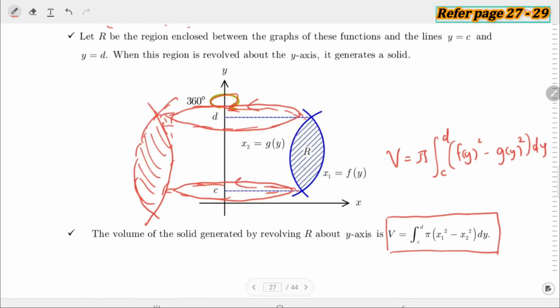The same goes here when these two functions are rotated about the y-axis. We choose the curve which is far from the y-axis, and then subtract the function which is nearer to the y-axis.